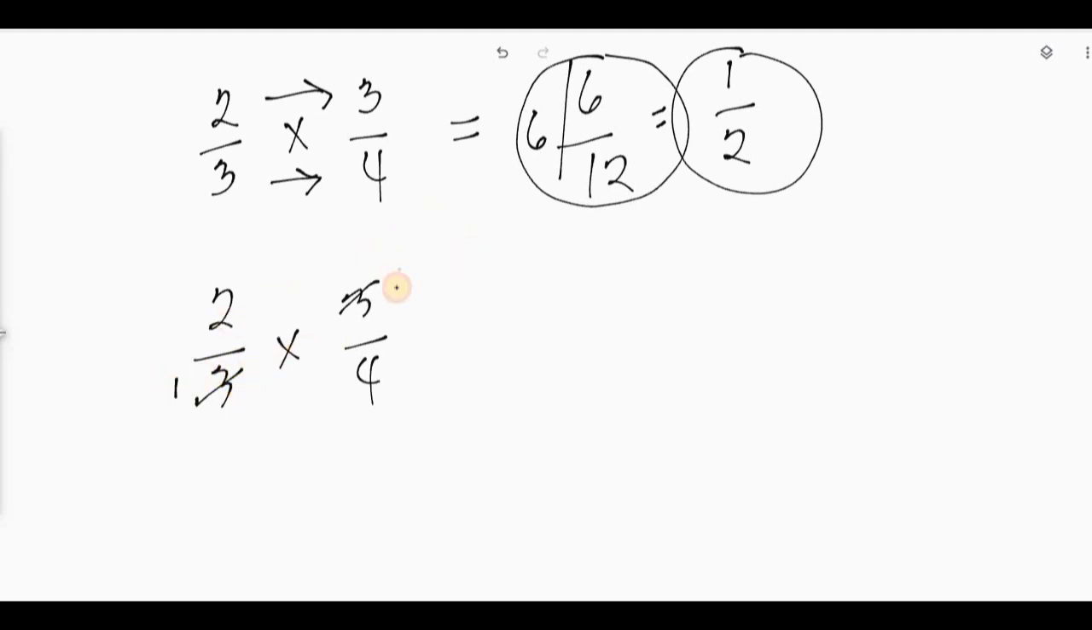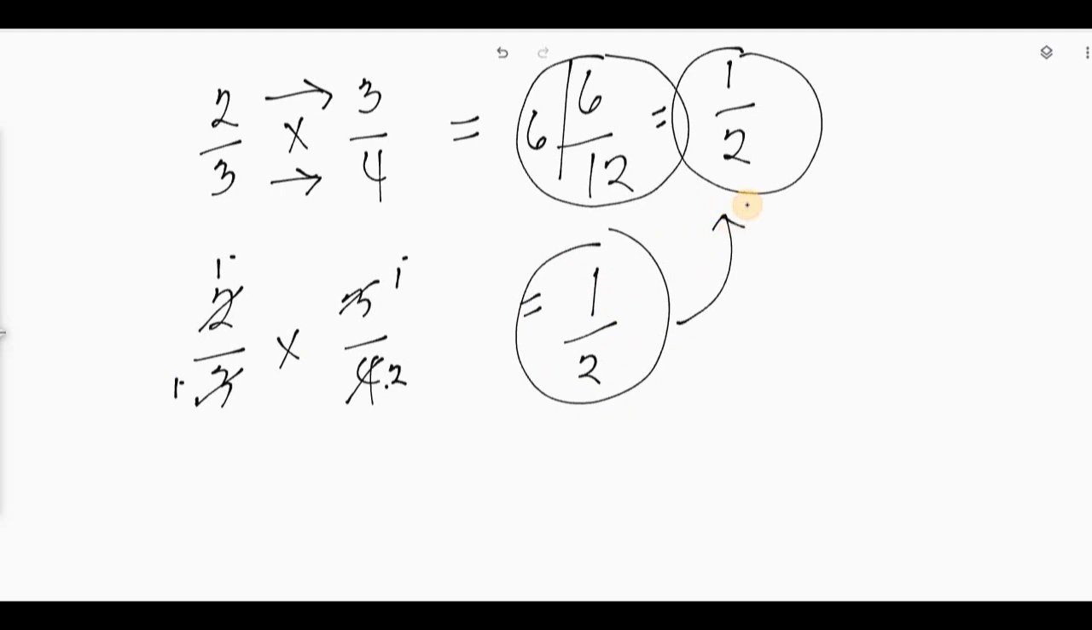1 dito ay 1. Parang dinivide lang natin. So, 2 and 4 are also divisible by 2. So, divide na rin ng 2, 1. 4 divided by 2 is 2. So, 1 times 1, the answer is 1. Then, 1 times 2, the answer is 2. So, we have 1/2, which is the same as our answer kanina. Okay? So, that is multiplication. Again, I'll give you another example.